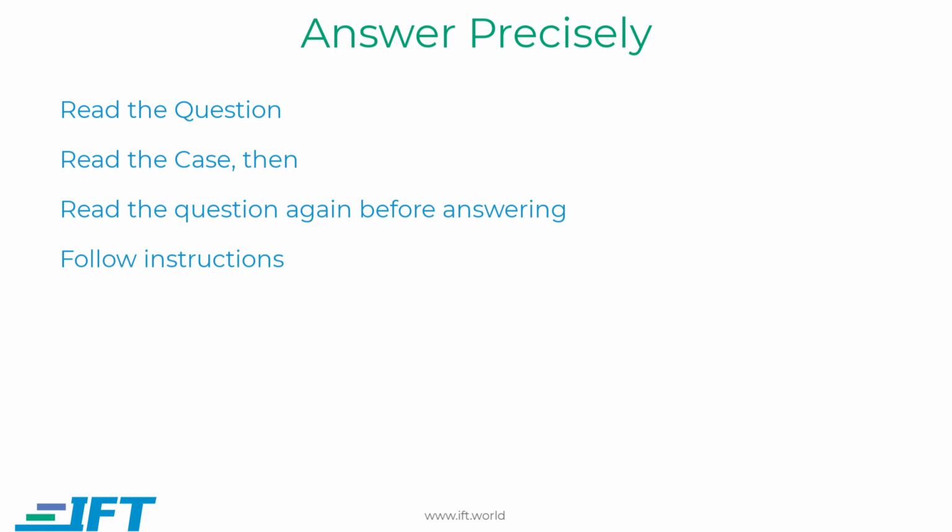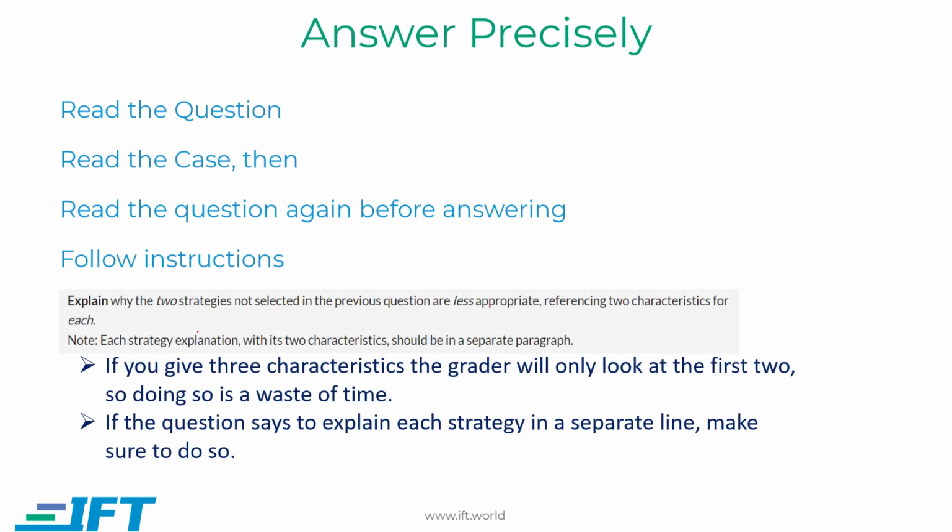All right, so follow instructions, and going back to the same example that we have done a short while back: explain why the two strategies not selected in the previous question are less appropriate, referencing two characteristics, and note that each strategy explanation with its two characteristics should be in a separate paragraph. So here, the purpose of repeating this question is, if you give 3 characteristics, the grader will only look at the first 2. So if you're writing more, you're just wasting your time.